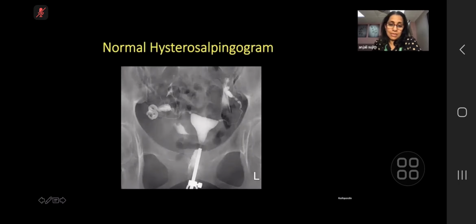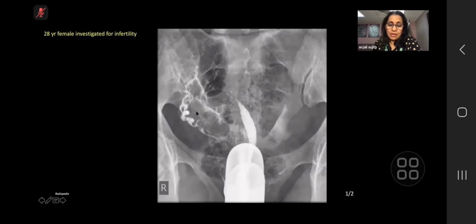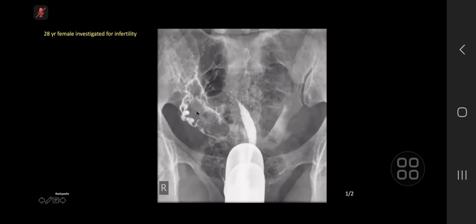Now, this is a normal hysterosalpingogram showing the distended uterine cavity, tubes with bilateral spillage. Let's come back to the first case again. Now, how will you approach this case again? Candidate number 1. So this is a hysterosalpingogram where the cervix has been cannulated and contrast instilled.